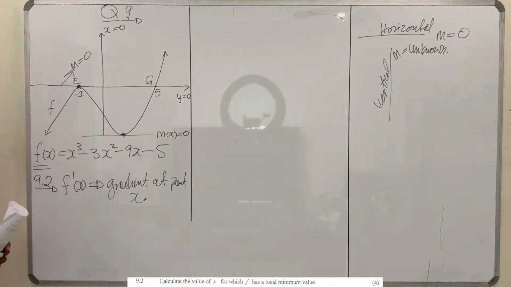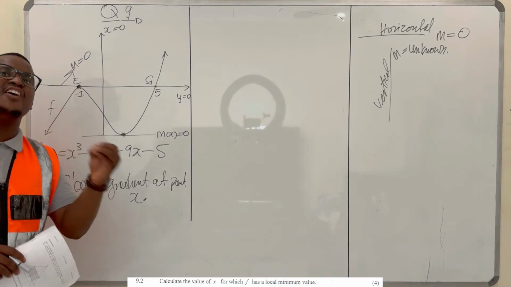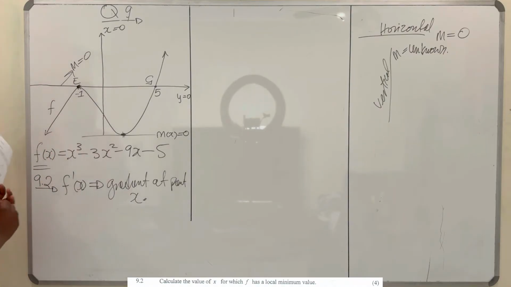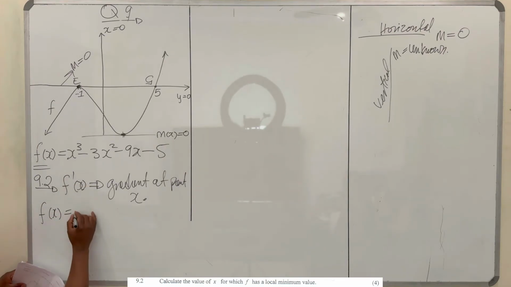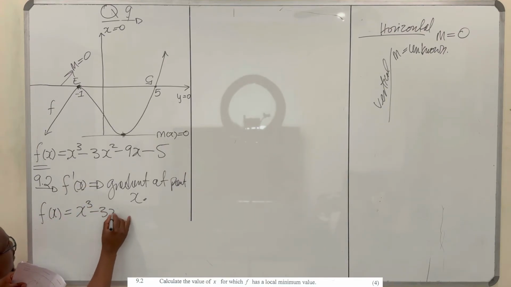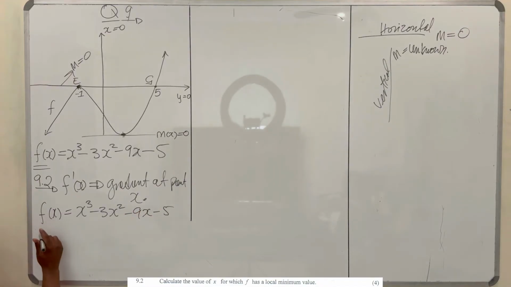I told you that the derivative of a function gives you a gradient at a point, right? So now, if we can derive this function f of x and find its derivative, the derivative will be giving us a gradient at each and every point that we want. So, for example, let's say we have f of x equal to x cubed minus 3x squared minus 9x minus 5. So if we want the derivative of this, f prime at x is equal to what?